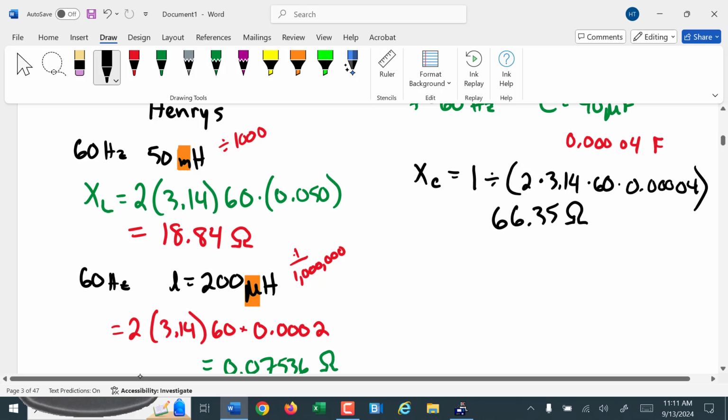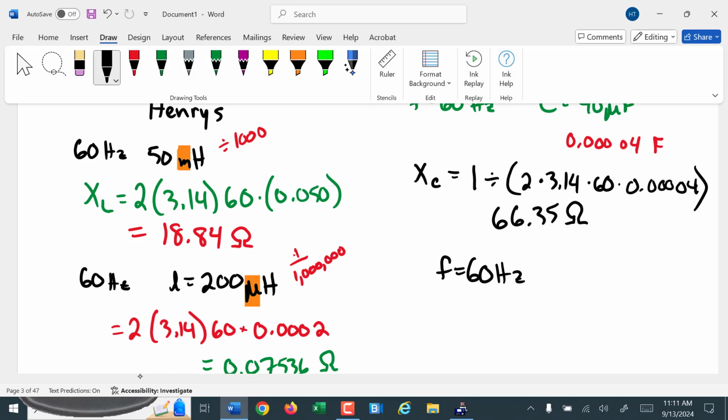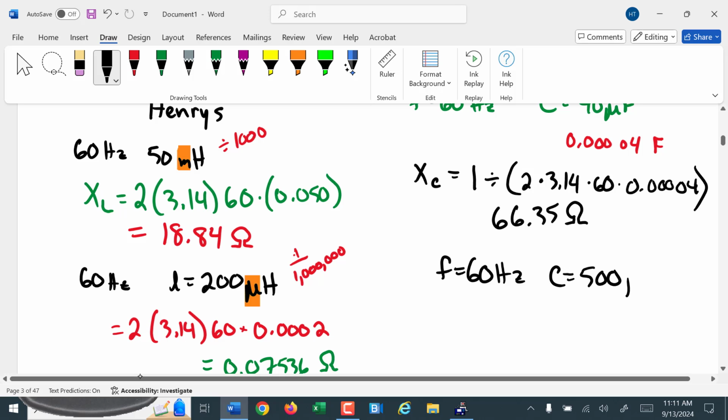I'll let you guys try one. I get a frequency here of 60 hertz still, a capacitance of 500 picofarads. Pico means divided by a billion. I said a farad is a huge unit. We got to use very tiny prefixes to make it small enough to be useful.